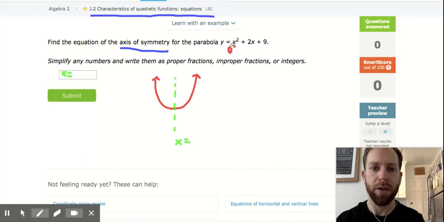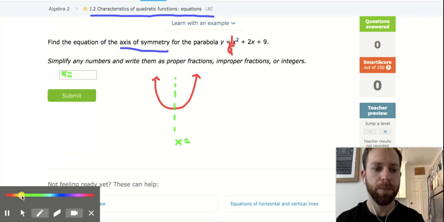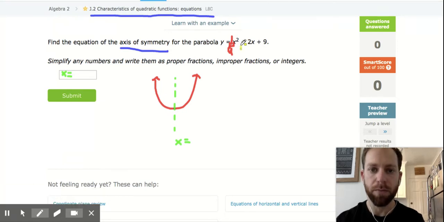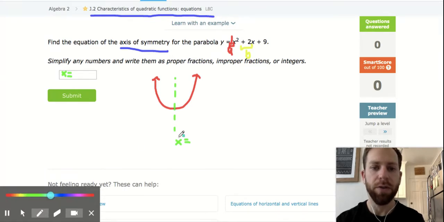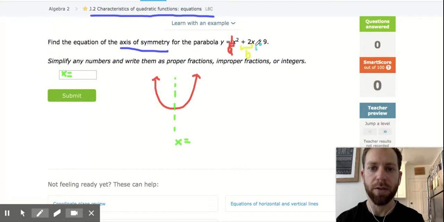Remember, this is the a value, the coefficient of the x squared, whatever's in front of it. In this case, there is none, so there's just one x squared term. A is equal to 1. Your b value is whatever's the coefficient of the x to the first degree, or just the x. So your b value in this case is equal to positive 2. And your c value is the constant, the number that's by itself, without any variables next to it. So this is your A, B, and your C.